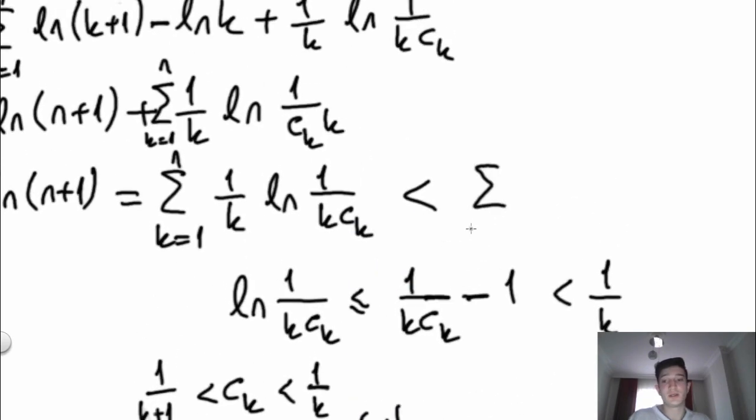So I can say that this thing, with k from 1 to n, is less than the sum of 1/k. I hope that you don't hear the sound from outside. It's horrible. And this thing is just less than 1/k, so it's just 1/k squared.